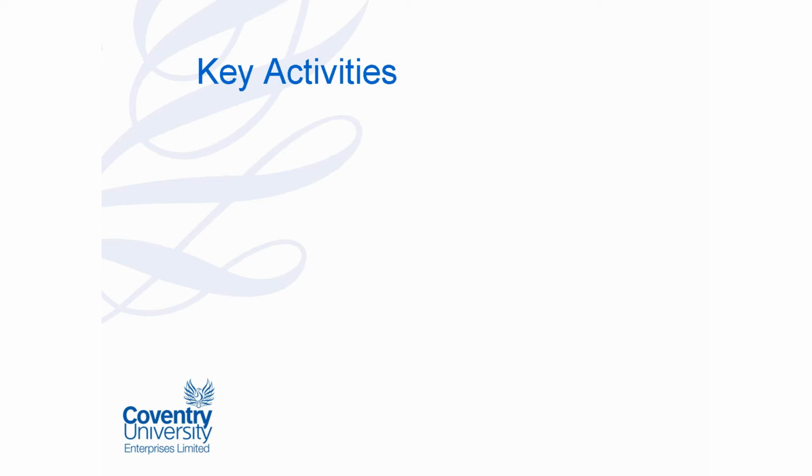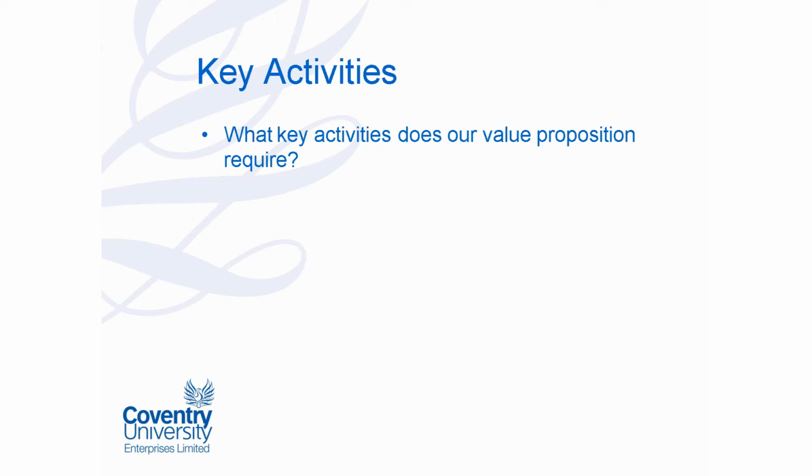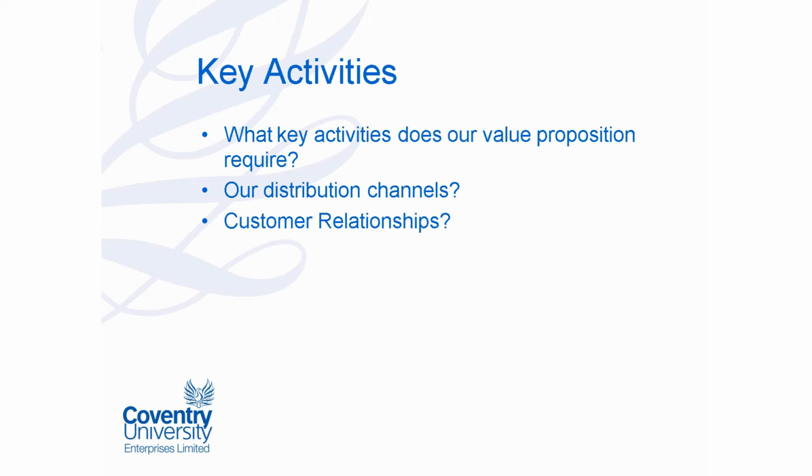In terms of activities, we're talking about things that we have to be really, really good at, things that are critical to our business success. So what does our value proposition require us to be really good at? And it varies from business to business. It might be the distribution. So, Amazon are great at logistics and distribution. It might be about our customer relationships and the emotions associated with those. So somebody like Apple is great at brand and making it a desirable product.